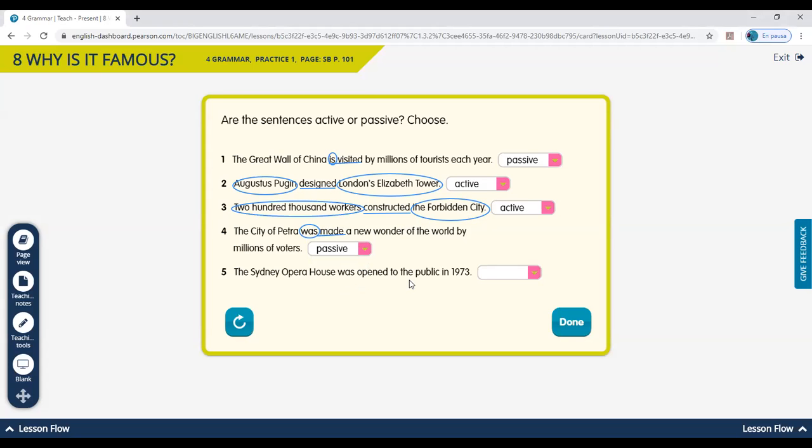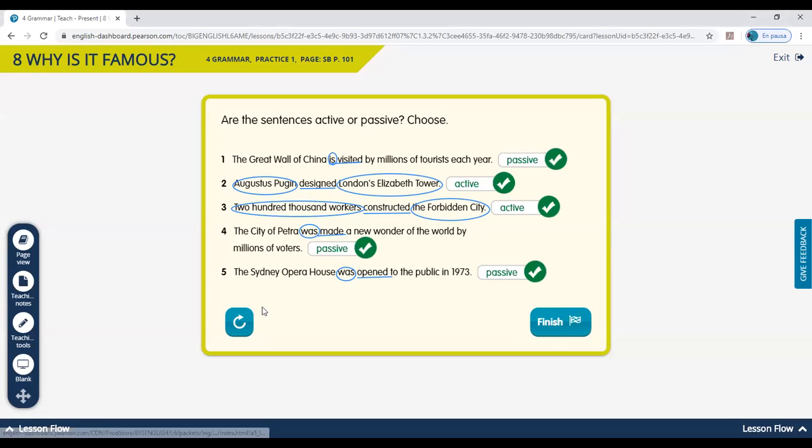passive. And the last one: the Sydney Opera House was opened to the public in 1973. Okay, one more time. Identify, please. Okay, yes. Was and a past participle. Okay, now is it active or passive? Yes. So we finished. Okay, guys? Now, one more time. You only have to remember what is the most important. Okay? Yes, guys?